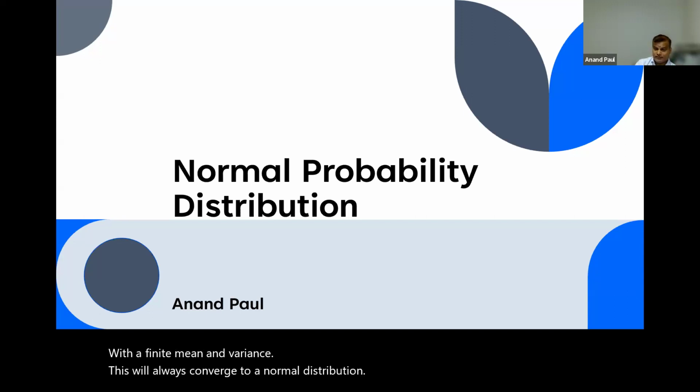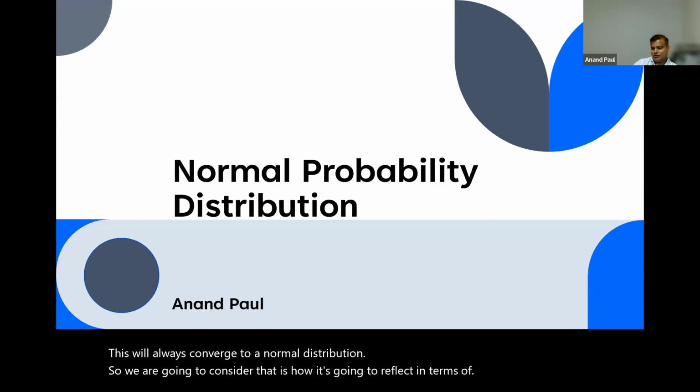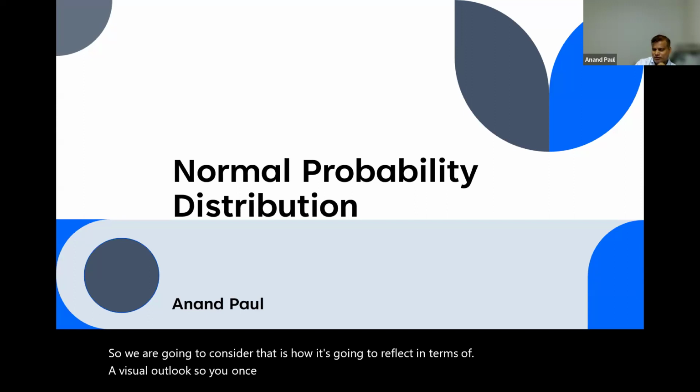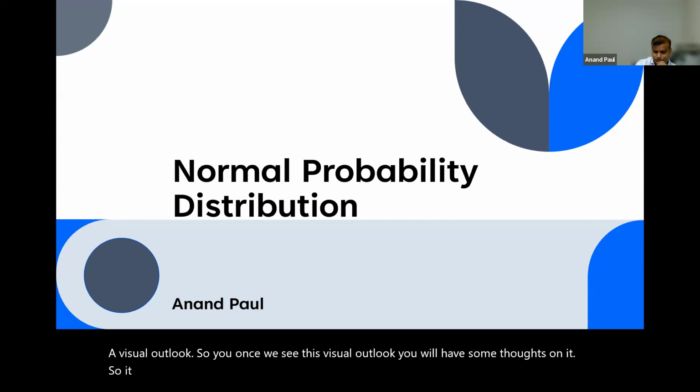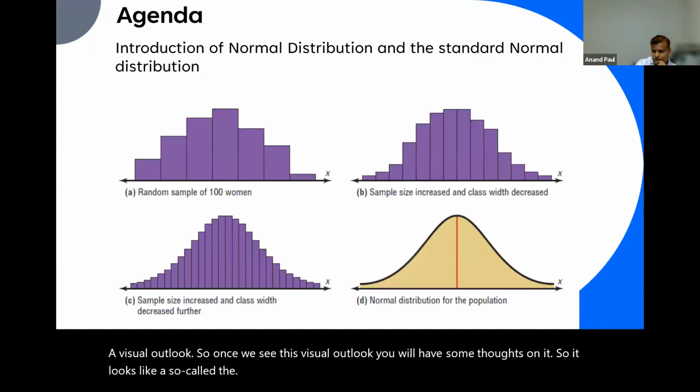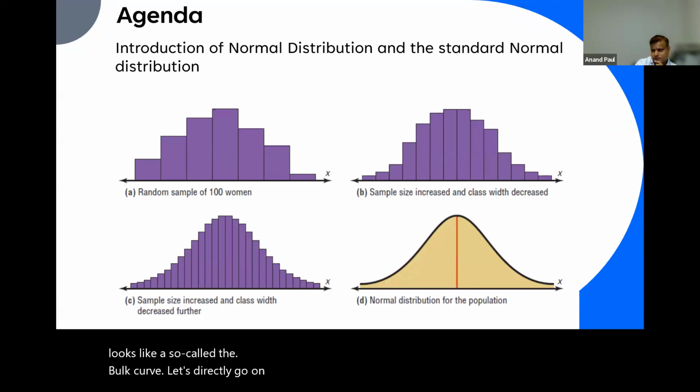So we are going to consider how it's going to reflect in terms of a visual outlook. Once we see this visual outlook, you will have some thoughts on it. It looks like the so-called bell curve. Let's directly go on to this part.